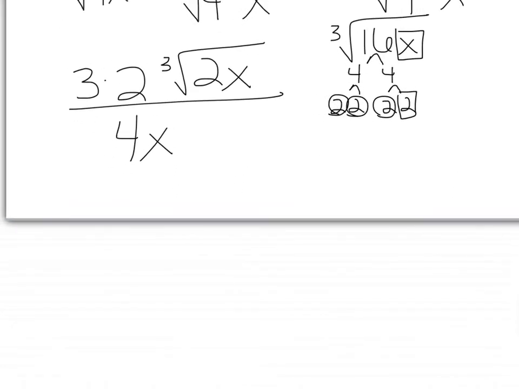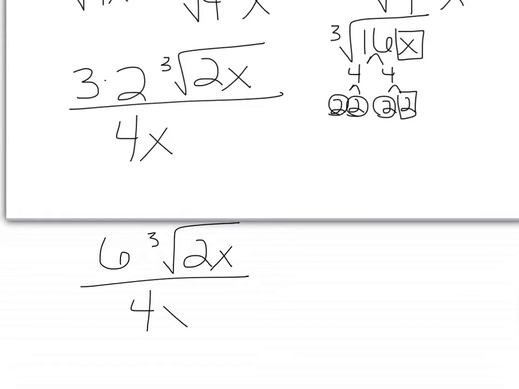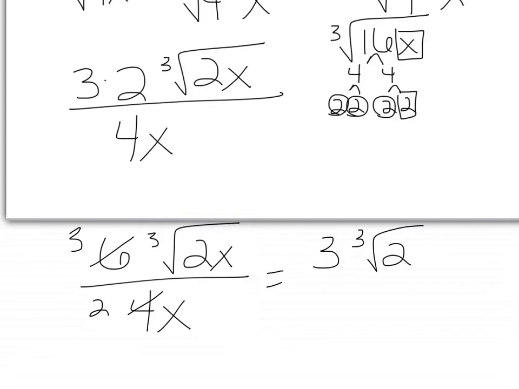Okay, so now the first thing I'm going to do is multiply these together. 3 times 2 is 6. Cube root of 2x over 4x. Now you think you're done. However, this 6 and this 4 can be reduced. So 6 over 4 becomes 3 over 2 if I divide both by 2, leaving me 3 cube roots of 2x all over 2x.